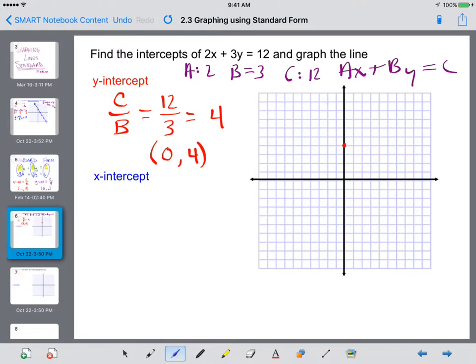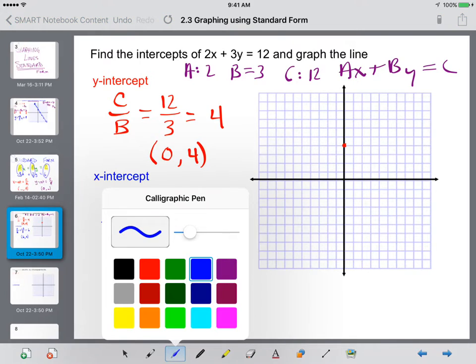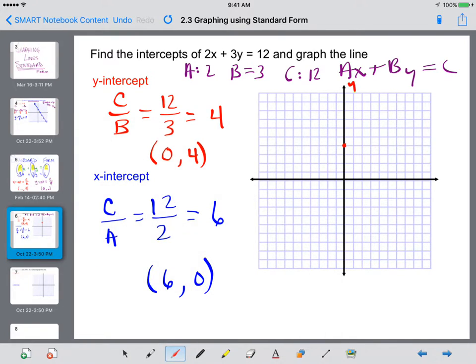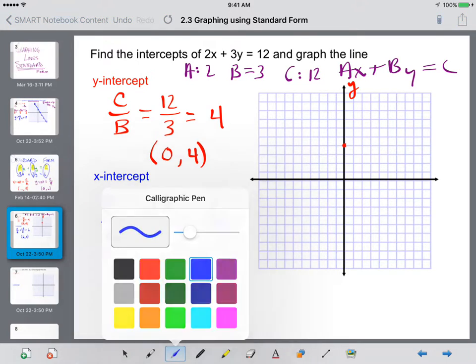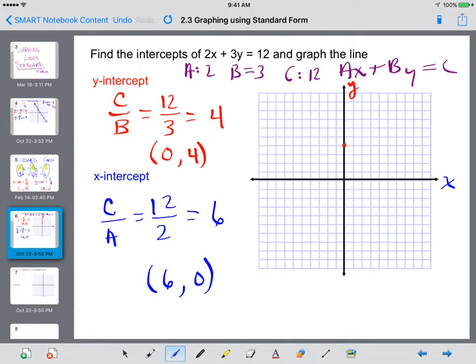Now I need to find the x-intercept. Well, the x-intercept is c divided by a, which is 12 divided by 2. I get 6. So the x value is 6 and the y value is 0 because it's the intercept. So remember that my line that goes up and down, that's my y-axis. Left and right, that's our x-axis. So the point 6, 0 is the other point I'm going to plot. That is sitting right here.